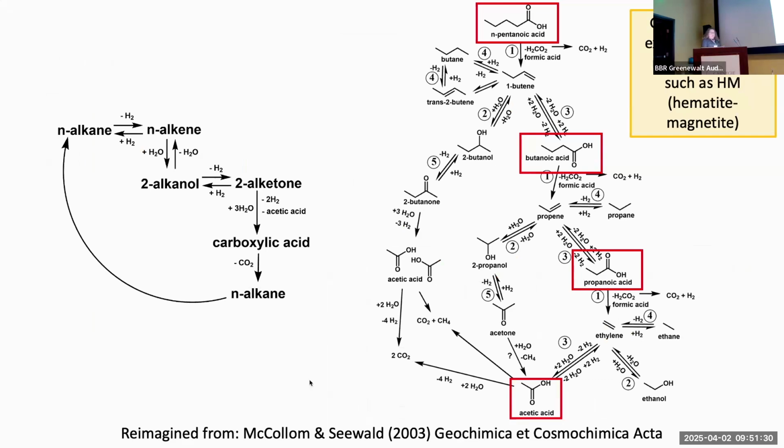Speaking of experimental pathways and reactions, Jeff's work, as well as Tom McCollum's, have worked on these types of reaction pathways that can go from long chain carboxylic acids down to smaller chain carboxylic acids at hydrothermal conditions using different kinds of mineral buffers. And this is then summarized as going from, say, an alkane to an alkene, an alcohol, a ketone, carboxylic acid, and alkane, and back again.